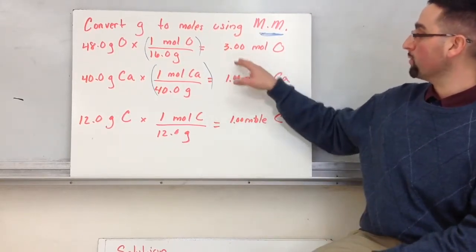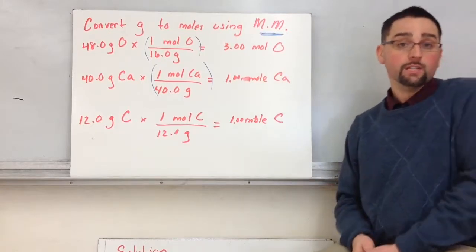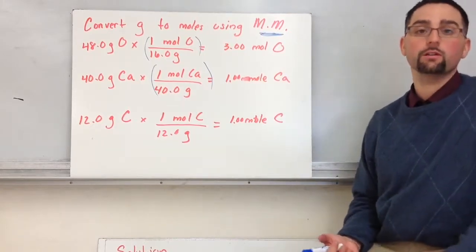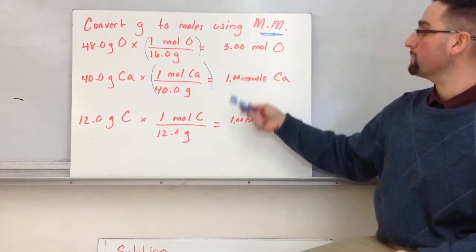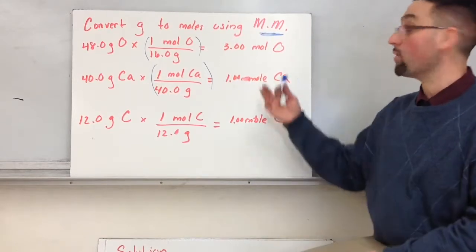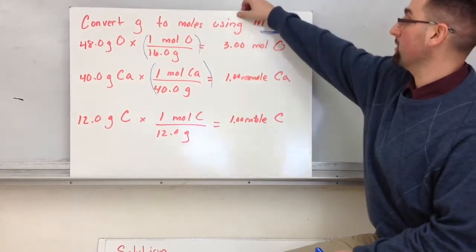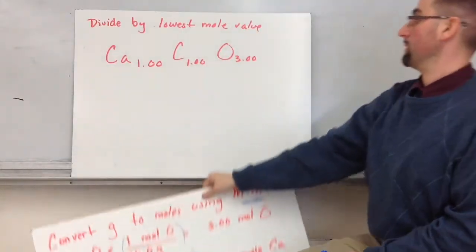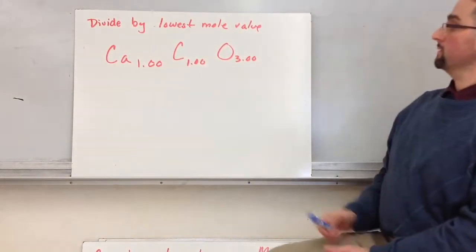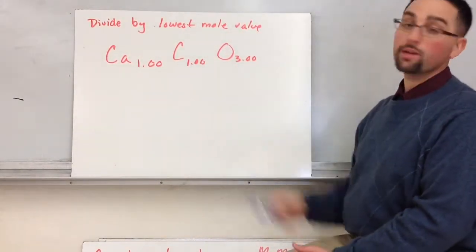So we have whole number ratios. This is nice because we don't have to do any other steps. We're done. We don't have to multiply these by a factor to get whole numbers because they're already whole numbers. So I'm simply going to write this as a 1 to 1 to 3 ratio.